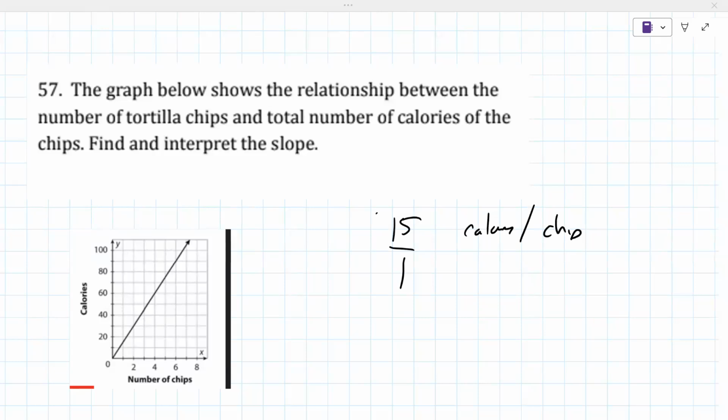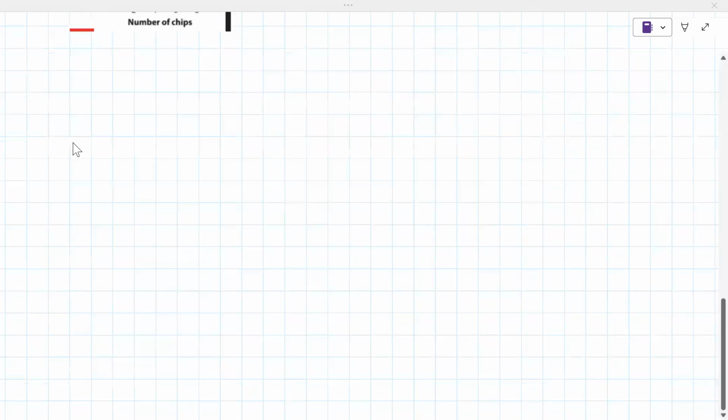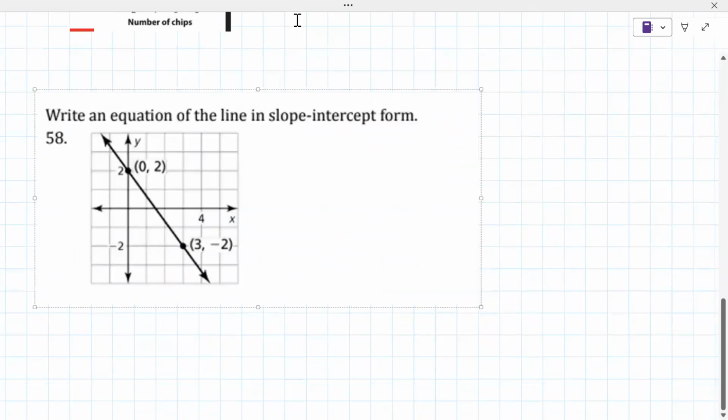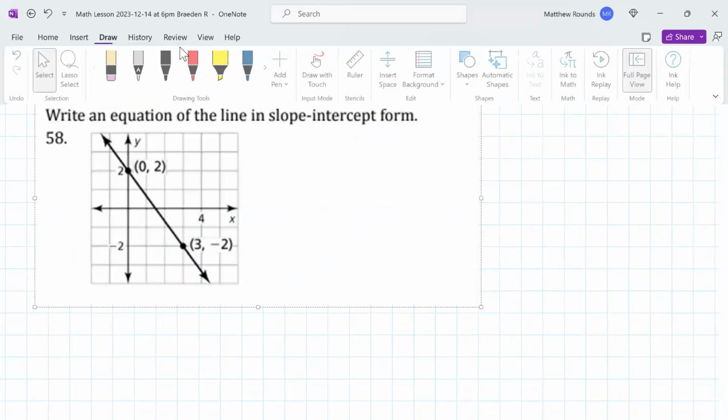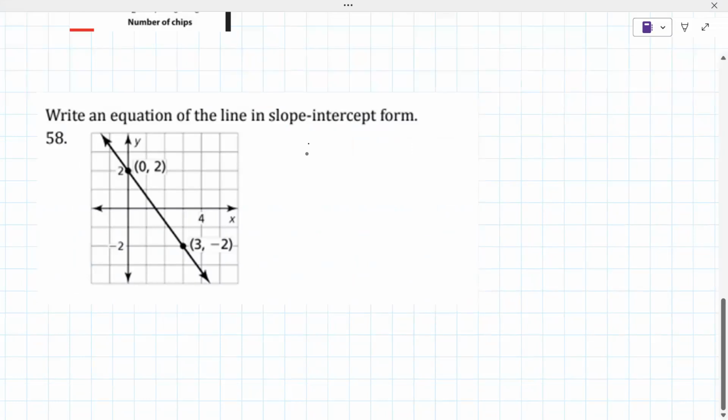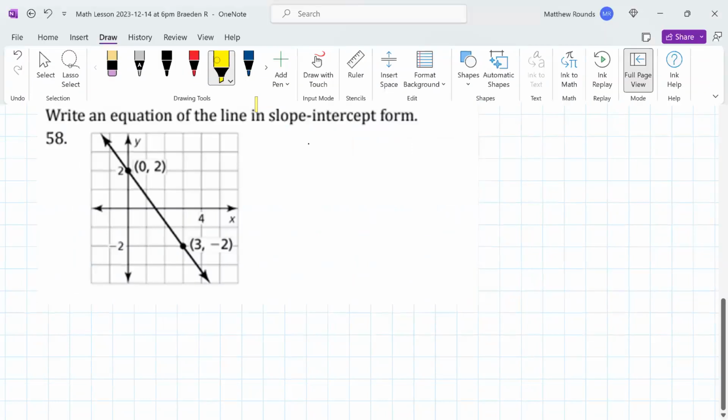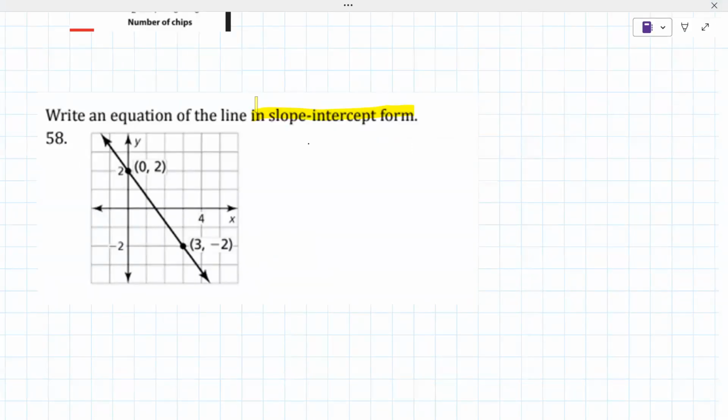Okay, so 58. You gotta be careful about the form that they're asking you for the problem in. Okay. This one is the slope intercept form. I mean, there's a few forms, but that's something to be on the lookout for. If they give you a different form, make sure you're using the right one. All right.